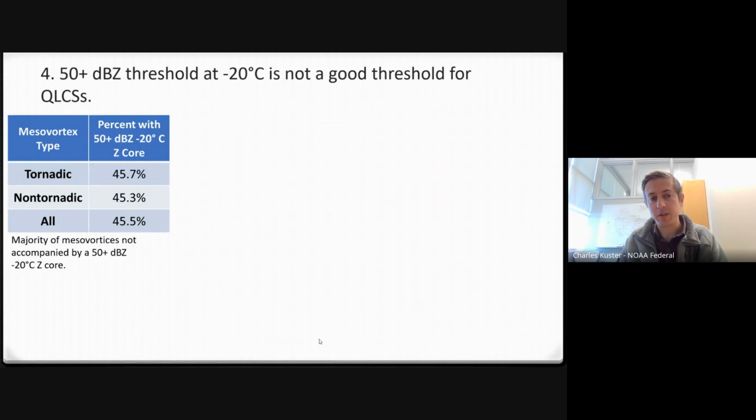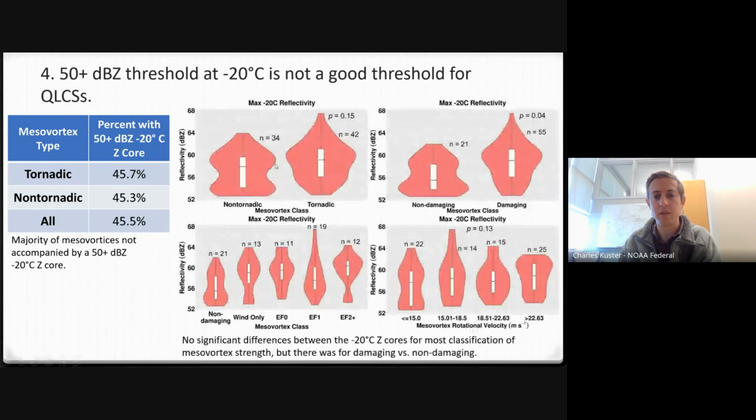Looking at the -20C reflectivity cores, another potential updraft signature that's used relatively commonly in various situations. Here, when we apply that 50 dBz threshold, it didn't work out so well because less than 50% of the mesovortices that we had were associated with or preceded by a 50 plus dBz reflectivity core. And then similar idea when we look at the distributions, we don't see a lot of relationship between the magnitude of the -20C reflectivity core and the impacts of the mesovortex.